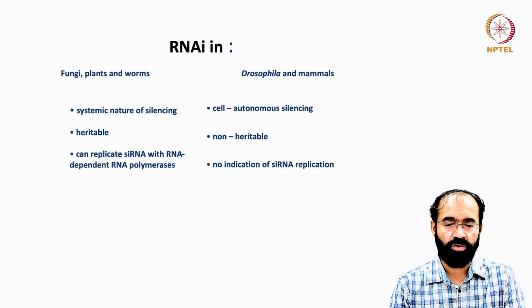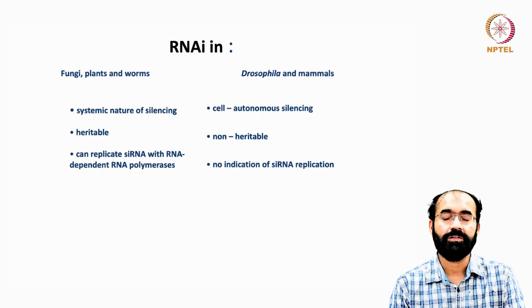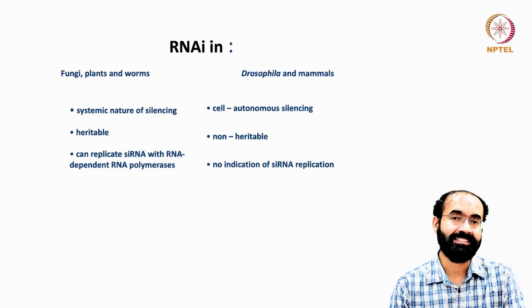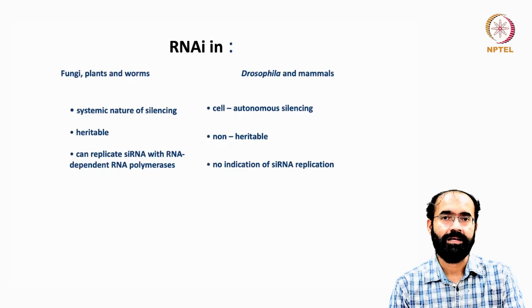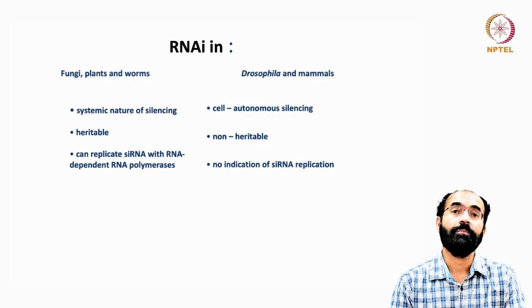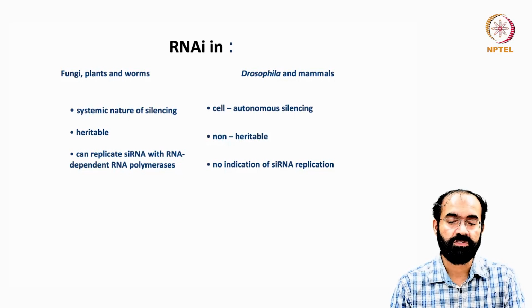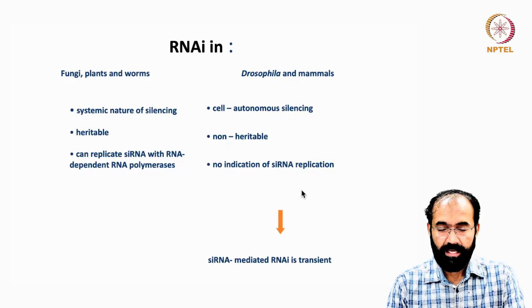No indication of siRNA replication means siRNA cannot make a copy from an existing template. We cannot make a copy of an siRNA in Drosophila and mammals from a pre-existing siRNA. The main reason is none of these eukaryotes, such as Drosophila and mammals, produce RNA dependent RNA polymerase. They are normally produced from viruses.